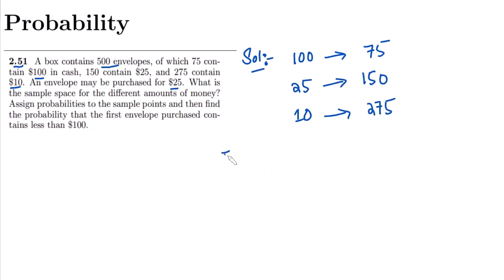So what is basically the sample space? The sample space is composed of all the amounts in dollars. So those would be the $10, similarly $25, and the last one here would be the $100. Let me also put the dollar sign with it as well. So this is the sample space.